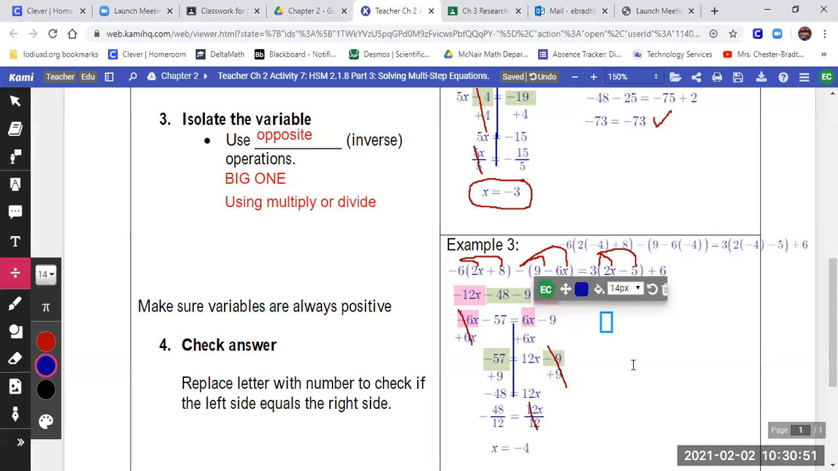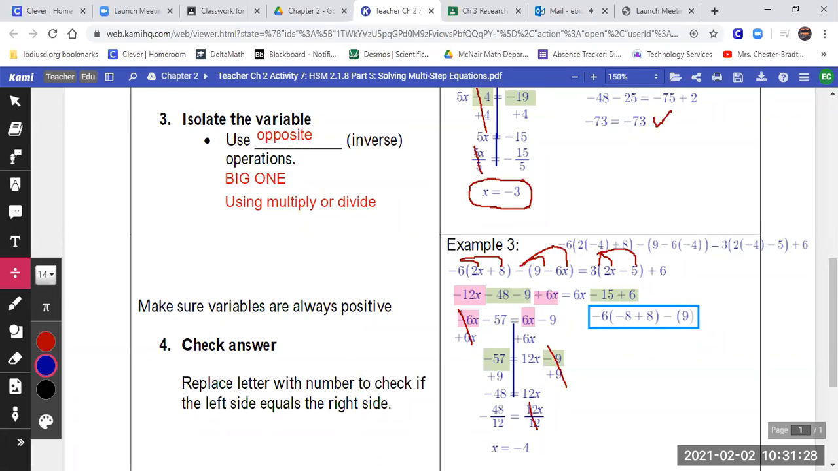Okay. Now we have to start doing the math about it and cleaning it up and getting rid of parentheses and making it simpler. So negative 6. I have a 2 times a negative 4. What's a 2 times a negative 4? A negative 8. And then I plus 8. That's that parentheses done. Minus. I have a 9 subtracting, or am I subtracting? I have a negative 6 times a negative 4.